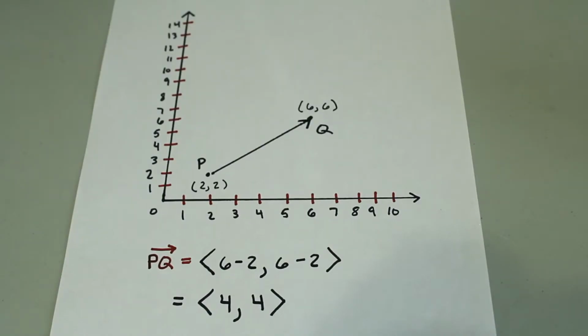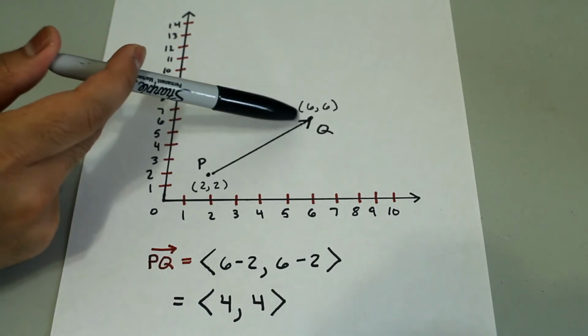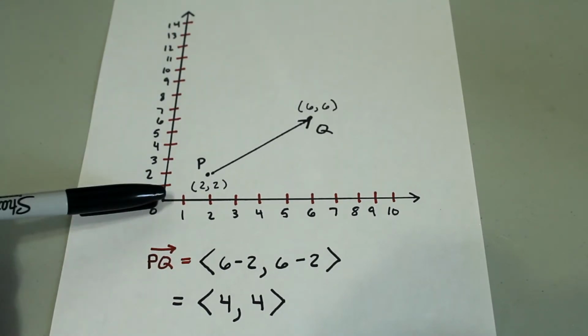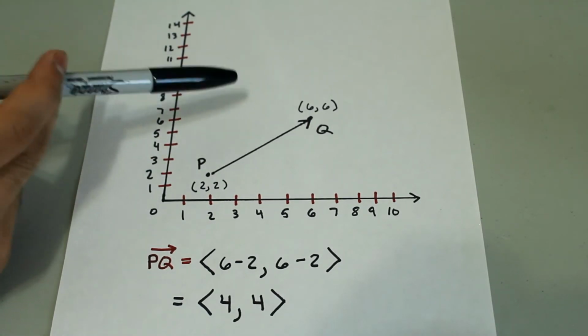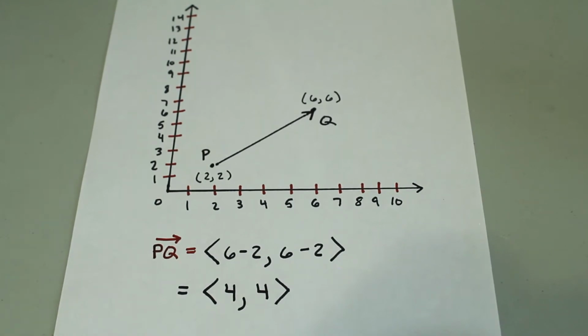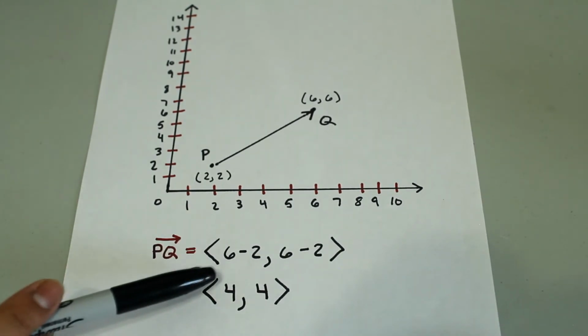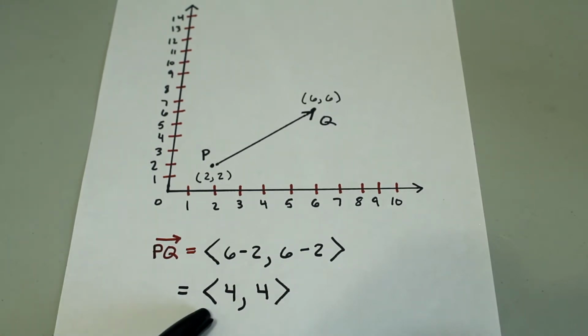Let's look at an example. We have a vector with an initial point P and a terminal point Q. P is at 2, 2 and Q is at 6, 6. So if we're representing this in component form, we would do 6 minus 2, 6 minus 2, which simplifies to 4, 4 in angle brackets. And this 4 represents the x component, and this 4 represents the y component of the vector.